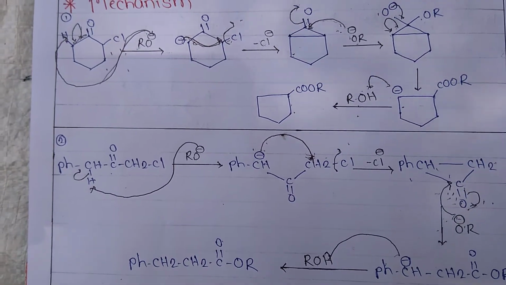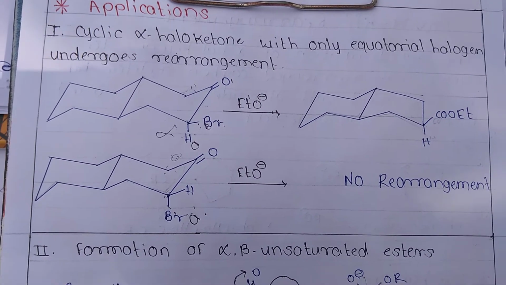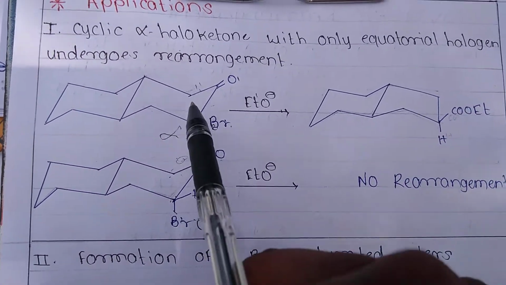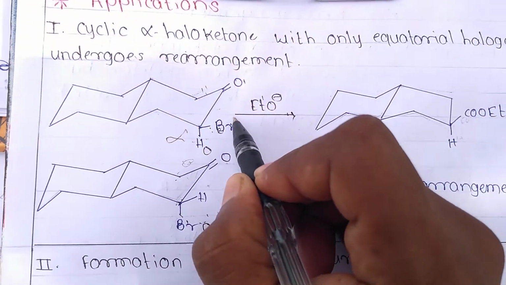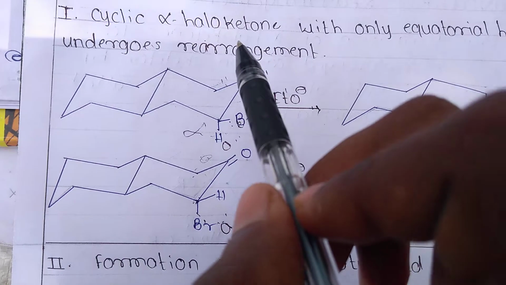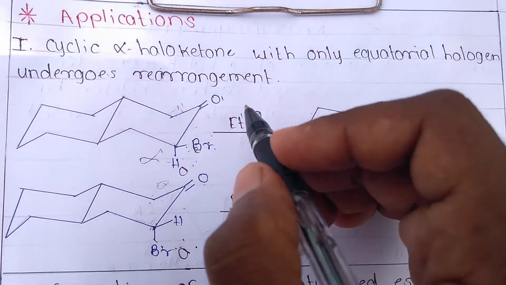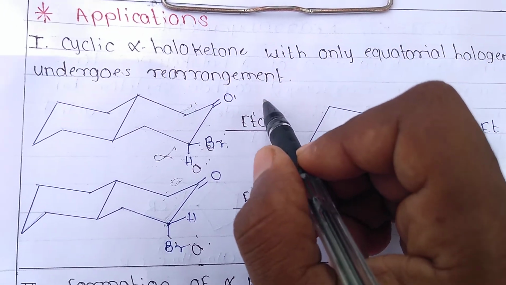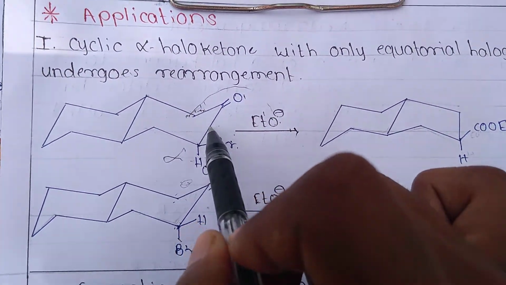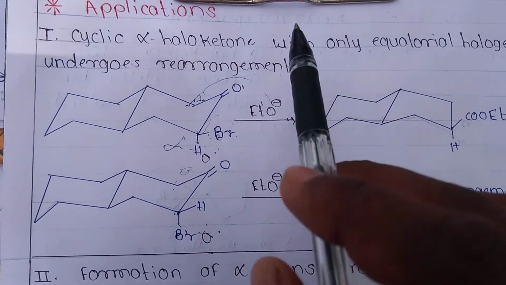So let's talk about the applications of Favorsky rearrangement. There are two applications. The first one is that a cyclic alpha haloketone with only equatorial halogen undergoes rearrangement. That means this is the equatorial position and this is the axial position. Here is a cyclic alpha haloketone. Here EtO minus, that means alkoxide ion, attacks this position and formation of carbanion takes place. That carbanion attacks that carbon and here is the formation of this product through the Favorsky mechanism.